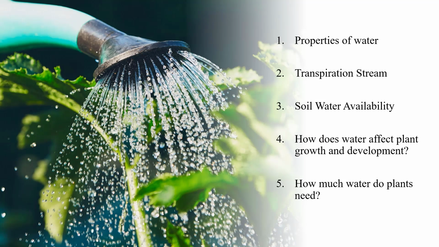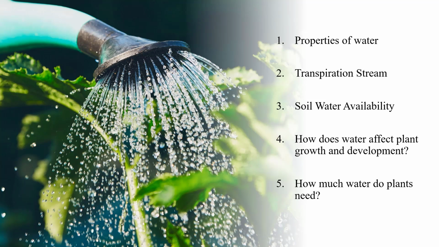So we are going to be looking at a couple different things in this lecture, and we're going to start by looking at some of the properties of water. And that's important because those properties are going to influence or help explain how water is able to move into a plant and then up and throughout the plant and eventually evaporate out through the leaves. And that process is called the transpiration stream. So we're going to look at that as well, right? It's really important. It's how our plants are able to take in water.